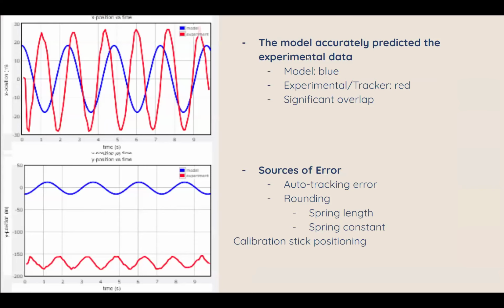The model somewhat accurately predicted it. This is what it looks like. There's some good overlap. I think it has to do with my initial inputs of the system, but if it was calibrated correctly, it would have been on top of it. This one as well is different because my initial inputs were different.